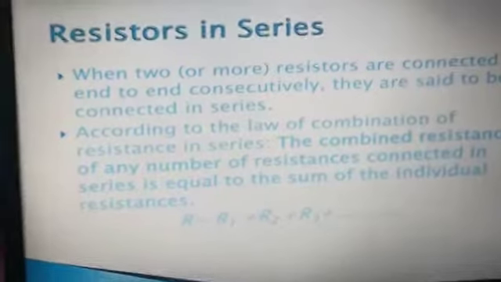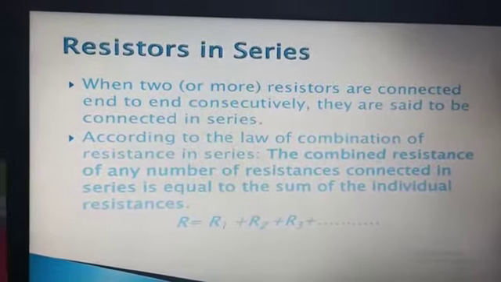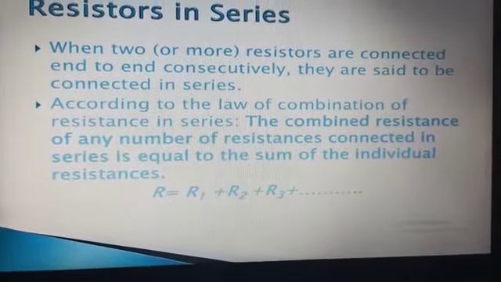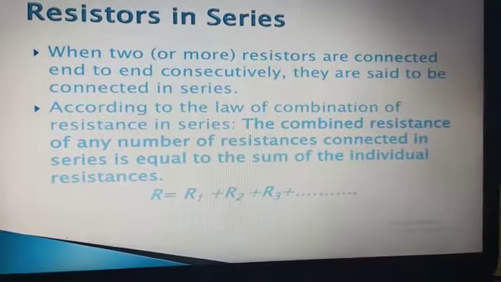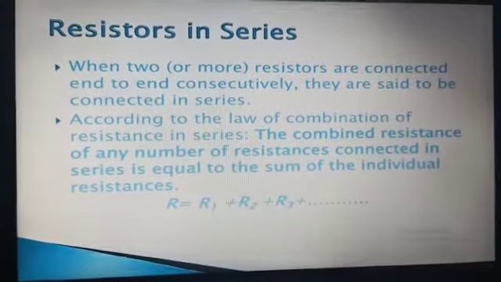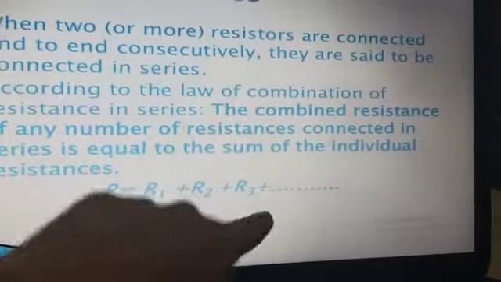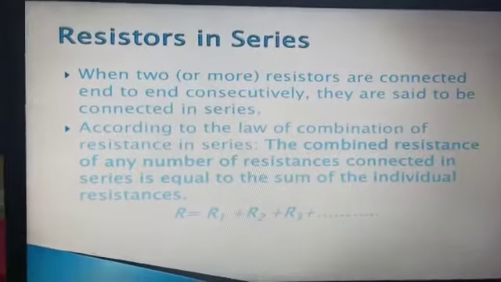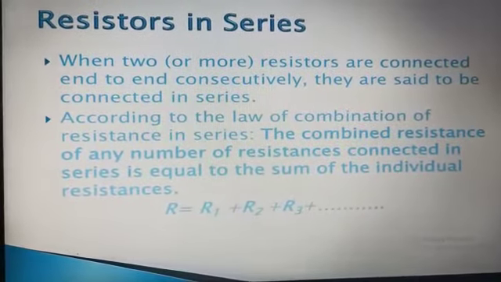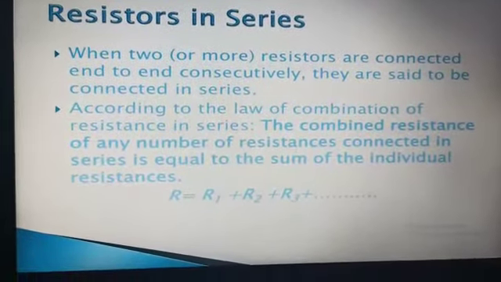So now we talk about resistors in series. When two or more resistors are connected end to end consecutively, they are said to be connected in series. According to the law of combination of resistance in series, the combined resistance of any number of resistances connected in series is equal to the sum of the individual resistances. So total resistance in series, R total is equal to R1 plus R2 plus R3 and so on. We will be dealing with sums in the last video of this chapter. Then I will be showing you how we can apply all of this in terms of sums.